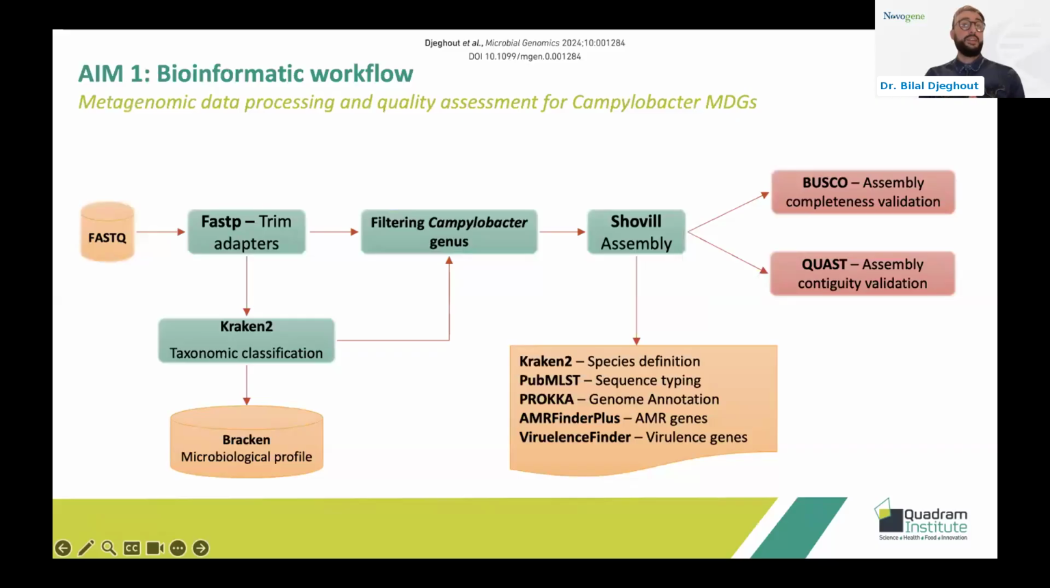So for our first aim, before conducting any downstream data analysis, fastp was used to filter reads for quality and trim adapters. Then taxonomic abundance was estimated using Kraken2 and Bracken to create a microbiological profile of the samples. In this study, the focus was on filtering Campylobacter reads. So Campylobacter genus reads were extracted and assembled using SKESA. Then we conducted our characterization of Campylobacter attributes.